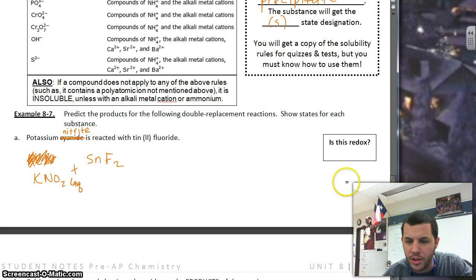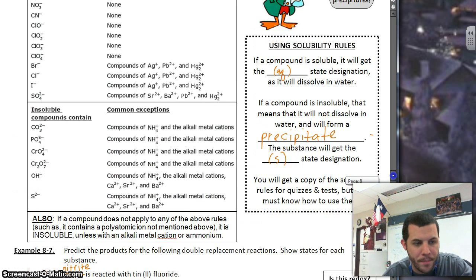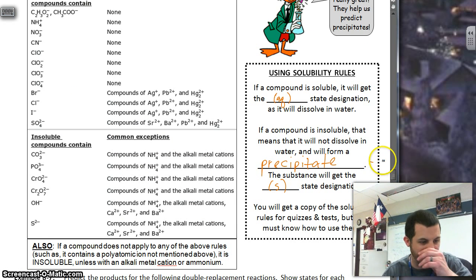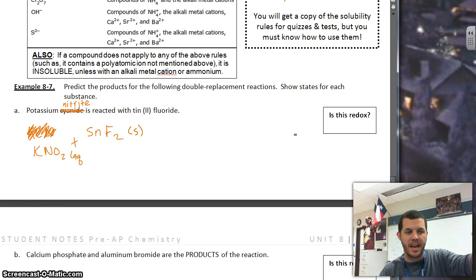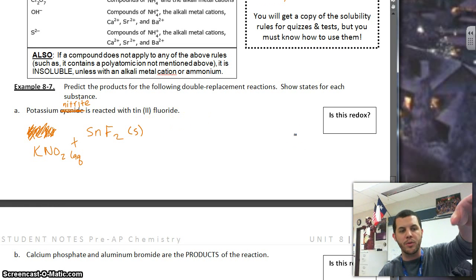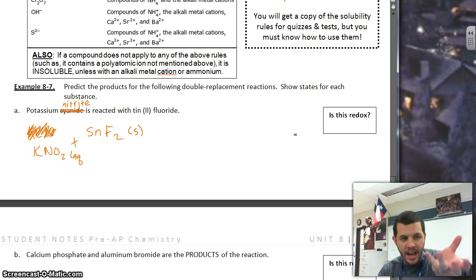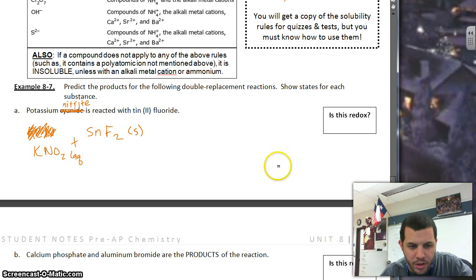Okay, tin(II) fluoride. Let's see what I got up here. Fluoride. There's nothing about fluorides up there, and it's not paired with a group 1, so this must be a solid. So what that tells me is that I'm going to take an aqueous solution and dump it on top of a solid piece of tin(II) fluoride.